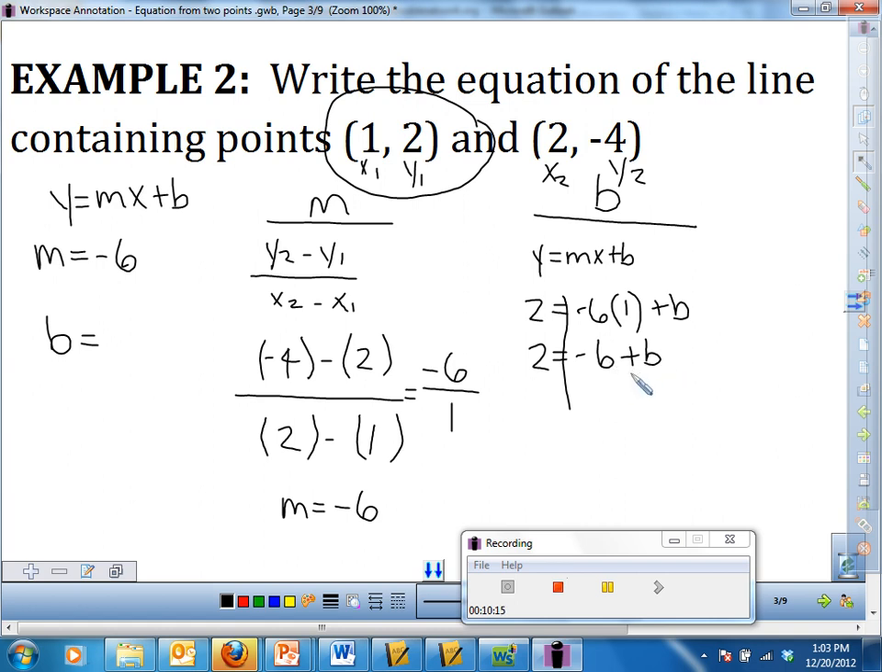And ask myself, how do I undo plus negative 6? I add 6 to both sides. Remember, you're always looking at the sign in front of the number. 2 plus 6 is 8. Negative 6 plus 6 is 0. That cancels out. And it all equals b. I'm going to go over here and write that b equals 8. And I'm going to finally write my equation, since that's what the question is asking. So my equation is y equals negative 6x plus b, which was 8, so plus 8.